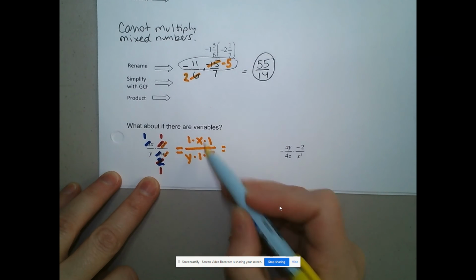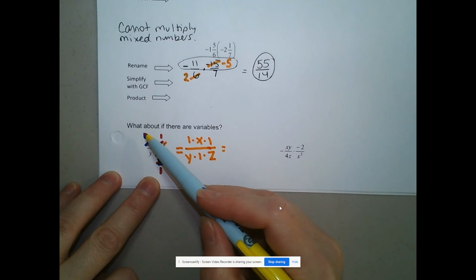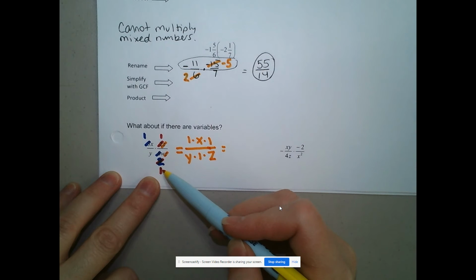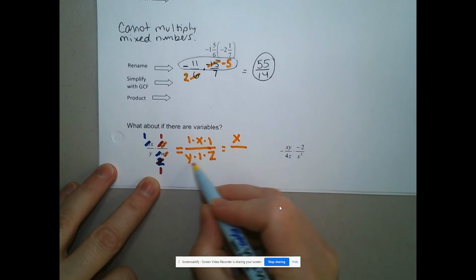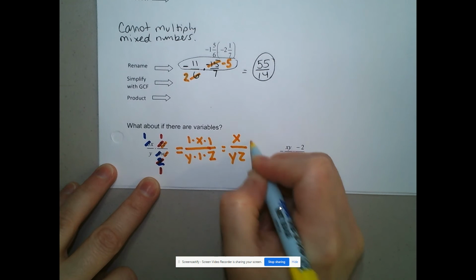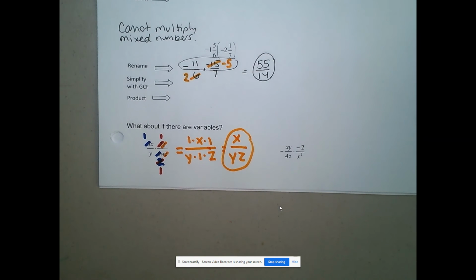And you don't have to write this middle step, but collecting the things you have left is sometimes very helpful. So 1 times x times 1 is just x. Y times 1 times z is just yz, and that would be your answer. You would have nothing else left. Sometimes the variables cancel out completely, and sometimes they don't.